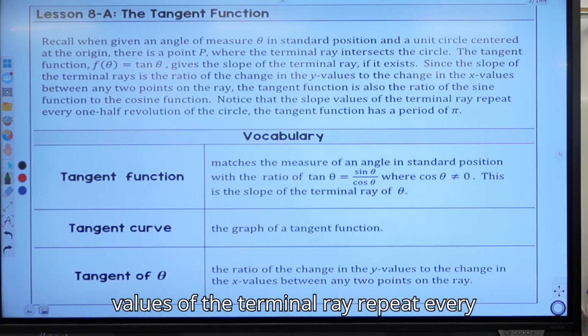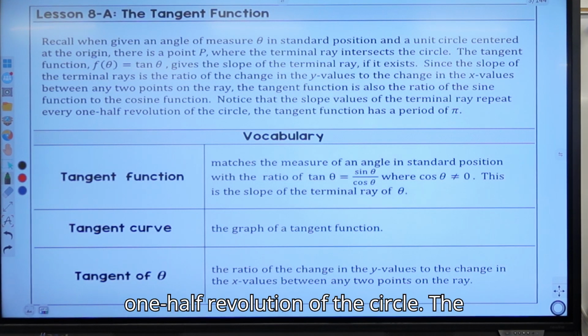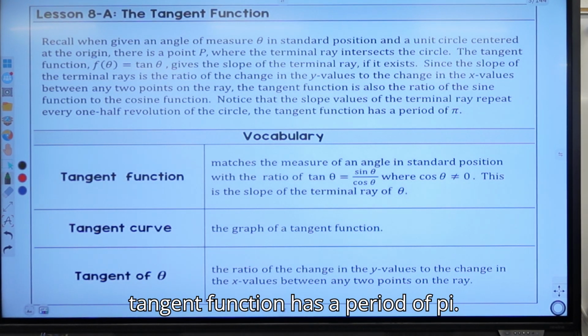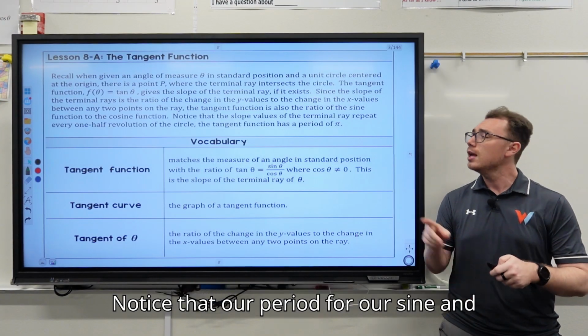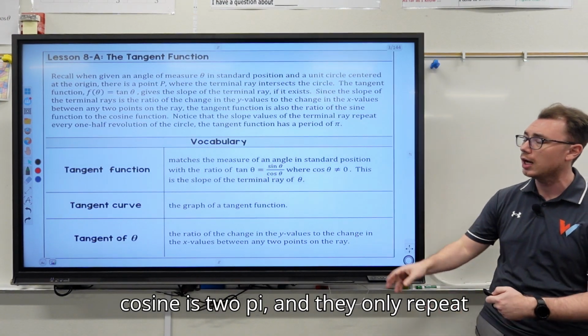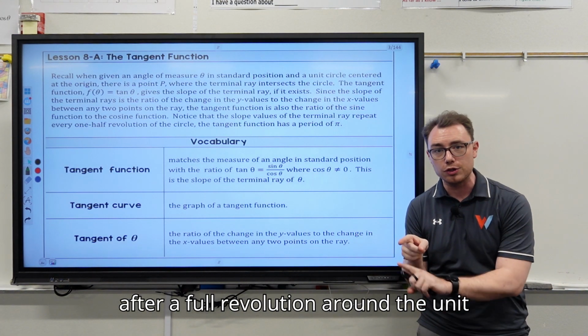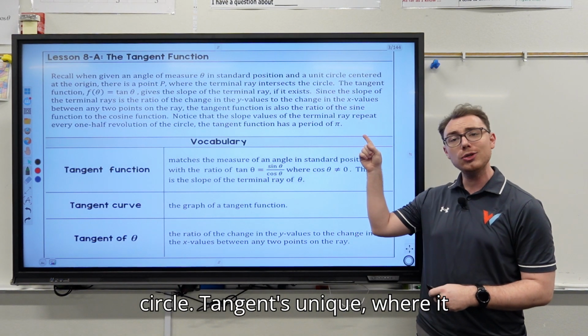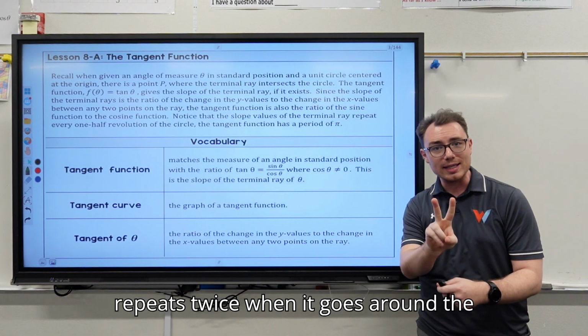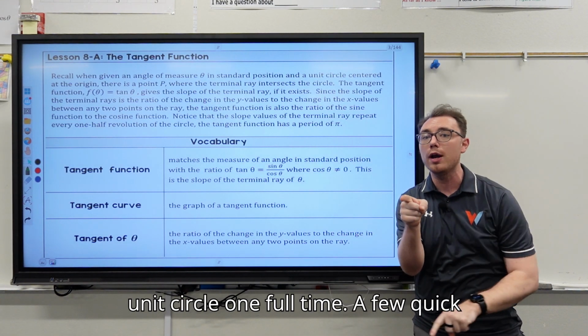Notice that the slope values of the terminal ray repeat every 1/2 revolution of the circle. The tangent function has a period of pi. Notice that our period for our sine and cosine is 2 pi, and they only repeat after a full revolution around the unit circle. Tangent's unique, where it repeats twice when it goes around the unit circle one full time.